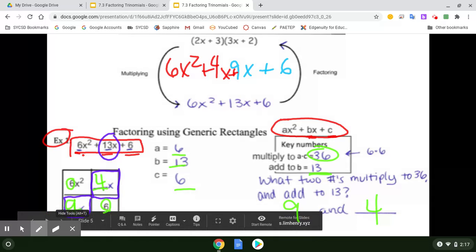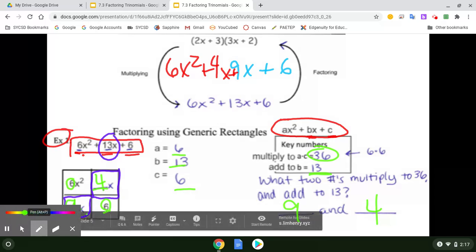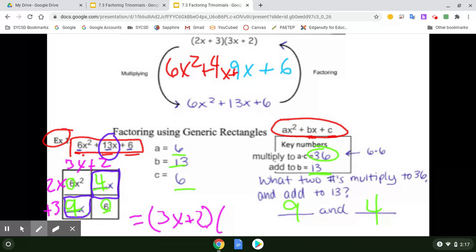So from here, we can find the side lengths, aka find the factors. So our factors are 3x plus 2, and then 2x plus 3. So we'd write that out just like this.